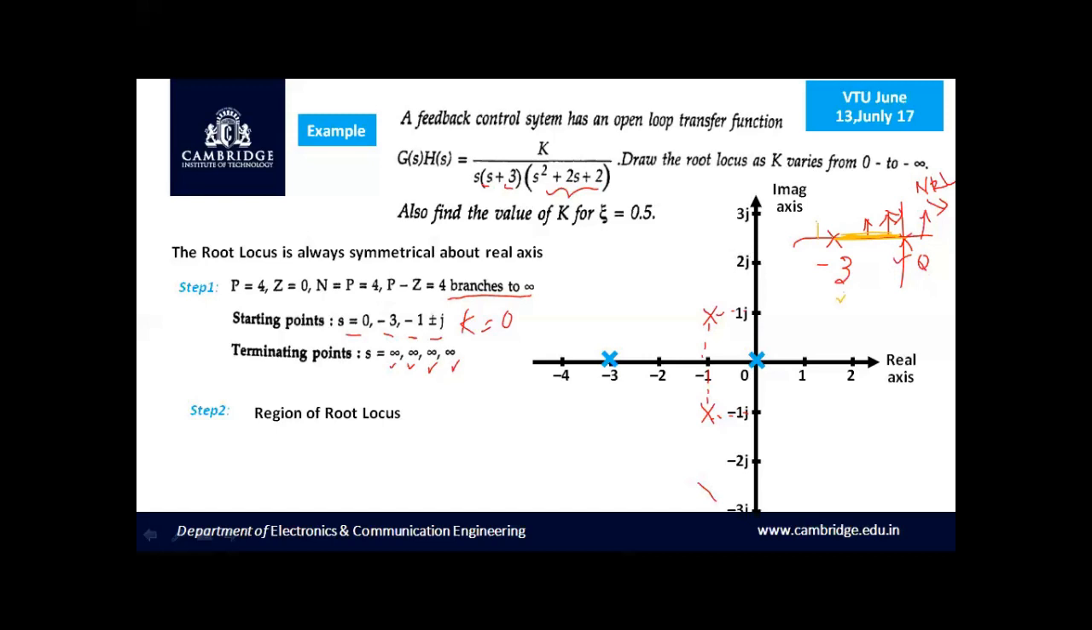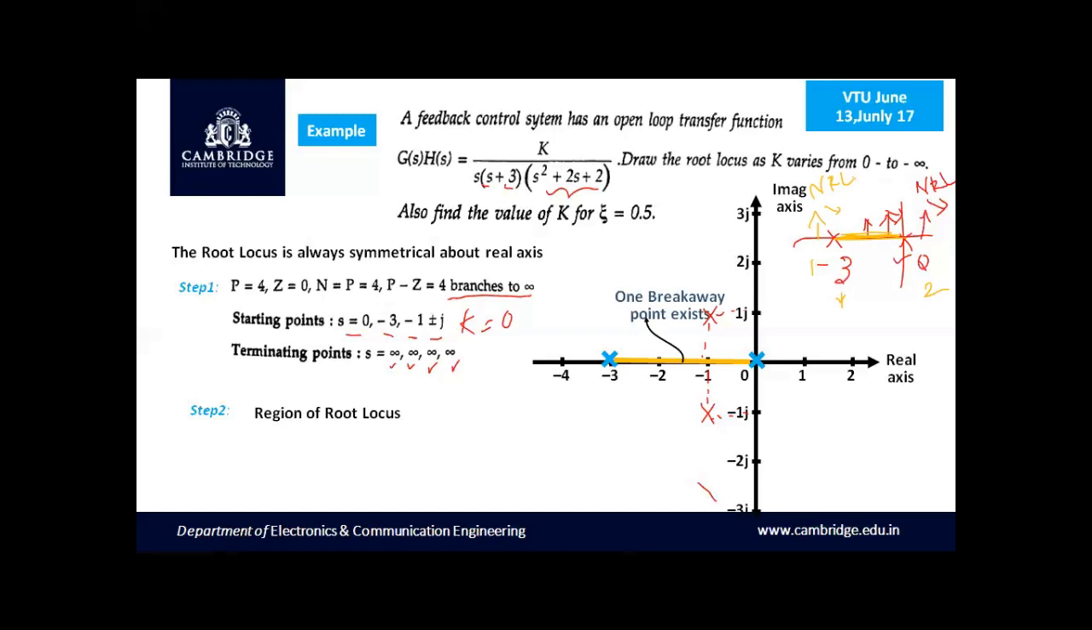Now, if we take a point somewhere here and look into the right side, we have the count of the poles and zeros here as 1 at minus 3 and the other at 0. So it is an even number in this case. Therefore, root locus does not exist in this region. I can write it as NRL. Hence, it is very clear that the region of root locus exists between 0 and minus 3.